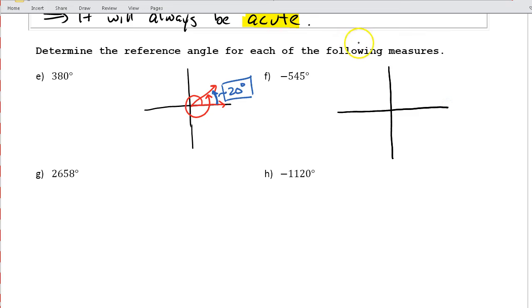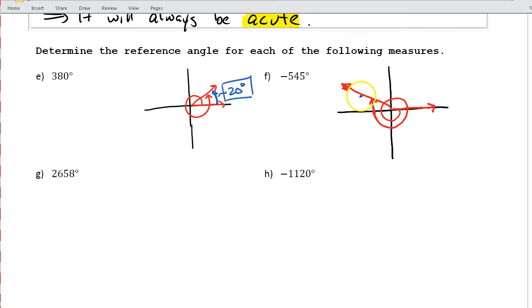So I know that I'm going to have to go negative 360, and then I'm going to have to keep going another 180. That's going to give me negative 540. So let's start drawing this out. Here's negative 360, and then another 180 is negative 540, and then to get to negative 545 I have to go another 5 degrees, right to there. So here's my initial side, here's my terminal side, and I just figured out that I had to go 5 degrees past to get my reference angle.